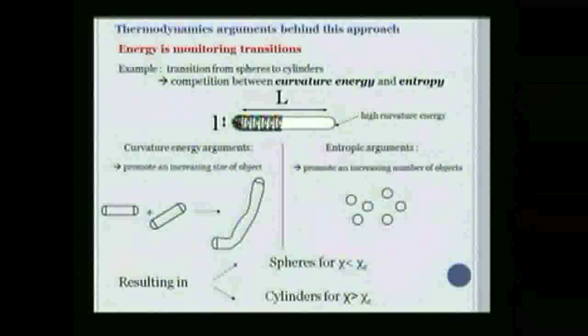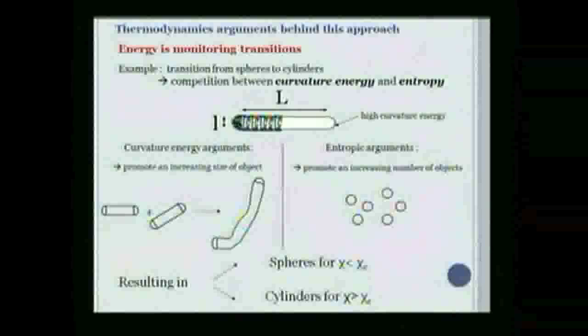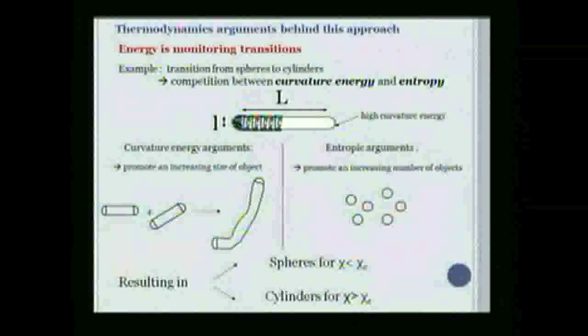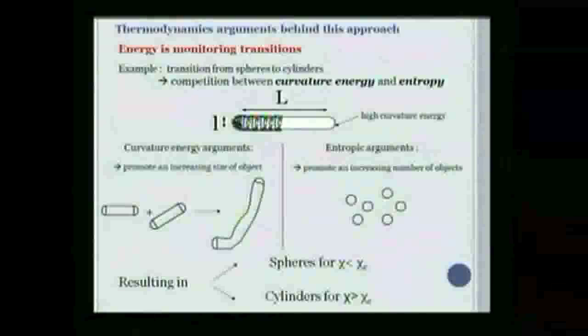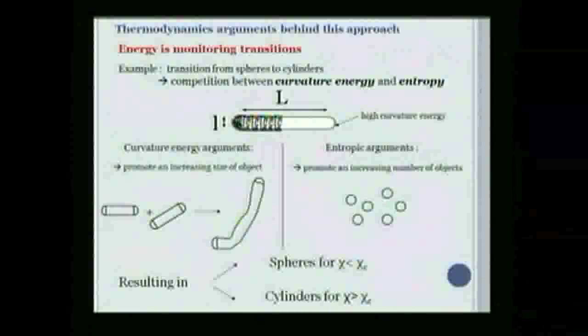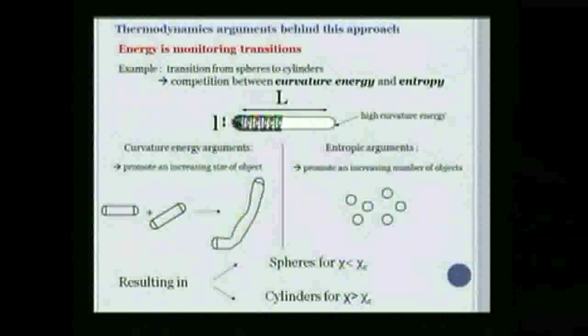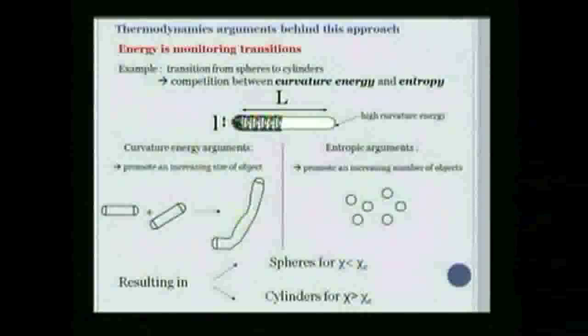Why do we change from spheres to cylinders in the phase diagram? We have to understand that there is a competition, as always, between energy and entropy. Here, if you consider an elongated micelle like this one, the energy comes from the curvature of the system, because you have bending curvature, so you have a curvature energy.